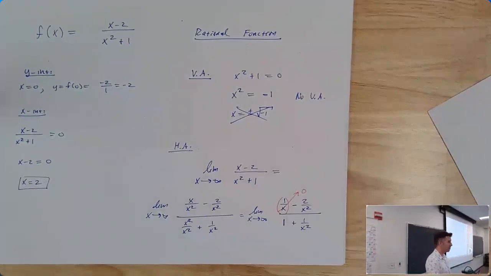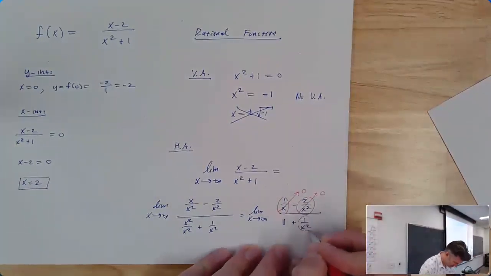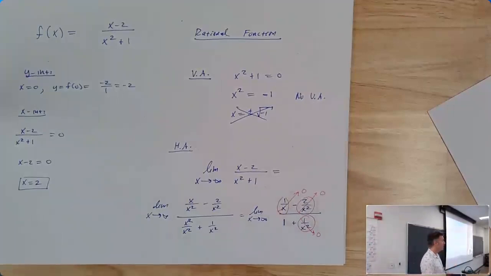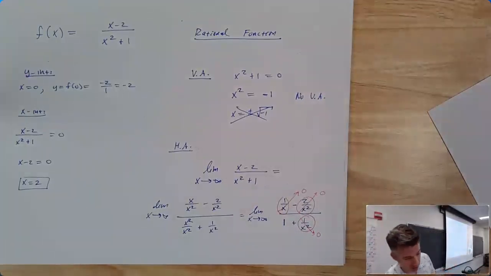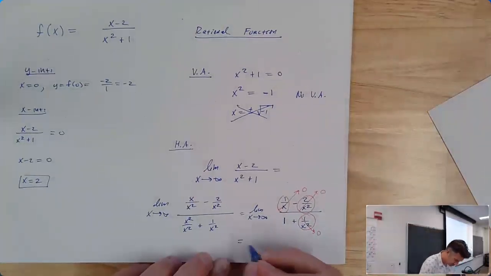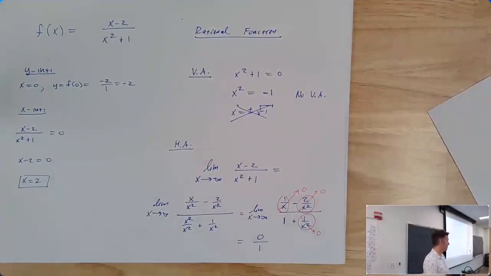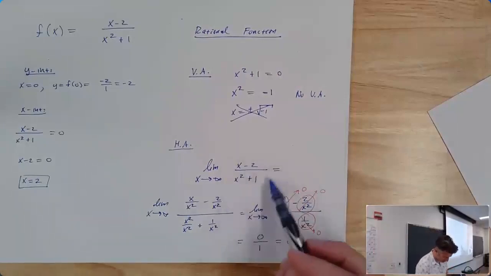What about 2 over x squared? Kind of the same thing. How about 1 over x squared? All those things that are divided by something that's getting larger and larger and larger, they all get smaller and smaller and smaller. So what am I left with? Well, I've got 0 on top, and I've got 1 on the bottom. 0 divided by anything that's not 0 is just 0, right? 1 goes into 0, 0 times. So our horizontal asymptote is 0, which kind of makes sense if you think about the expression from the beginning.